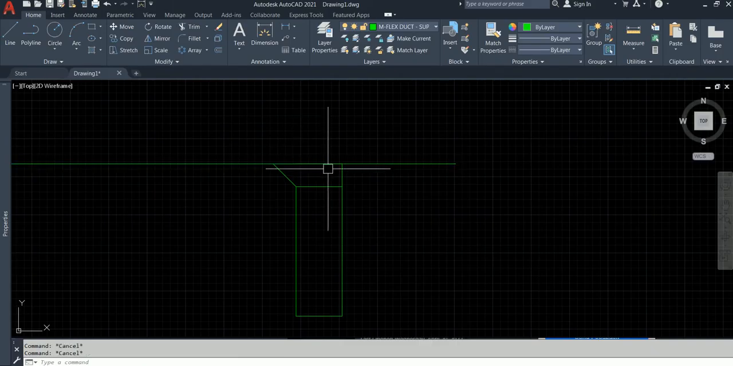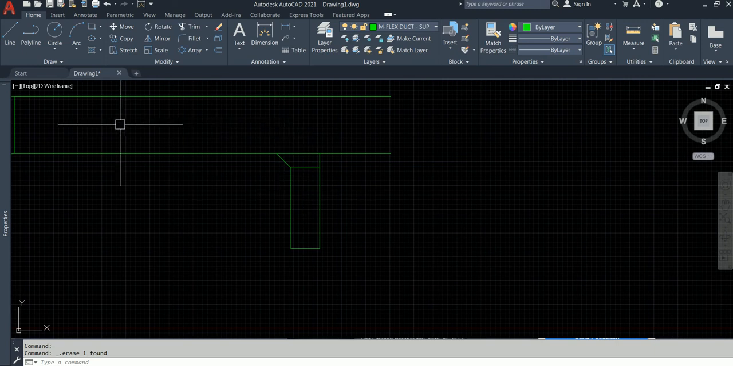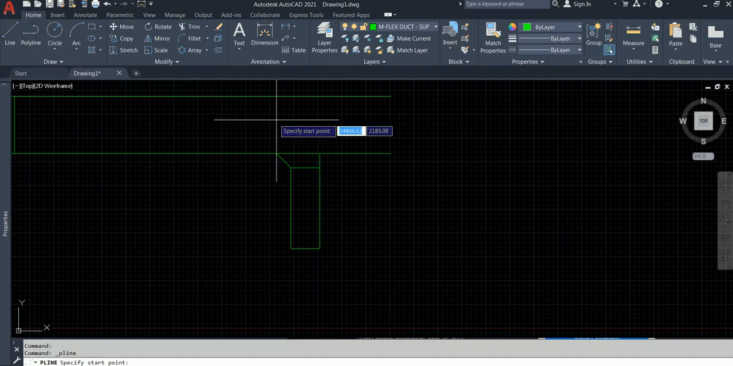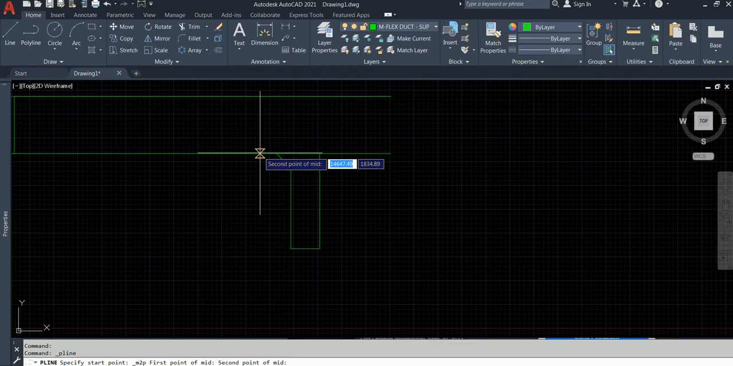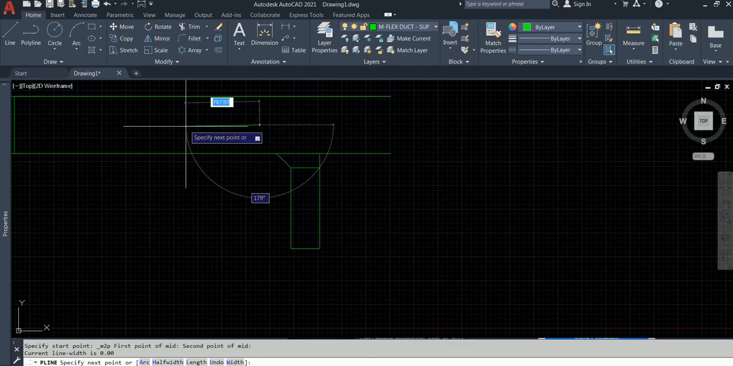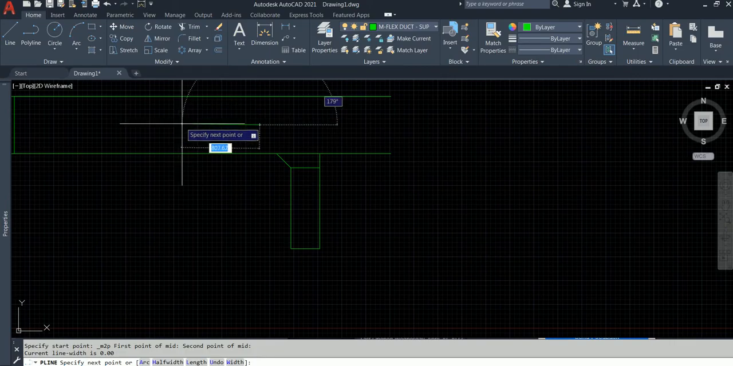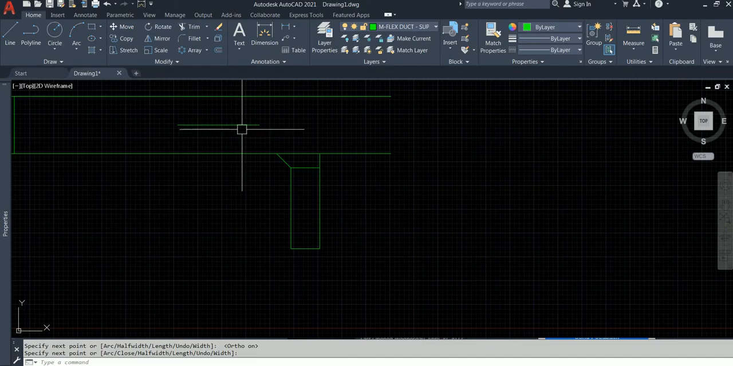So I hope today you understood how to draw a shoe. Air will go like this, isn't it? If you want, you can also show the arrow direction. Let's select that midpoint. F8. So it goes like this, isn't it?